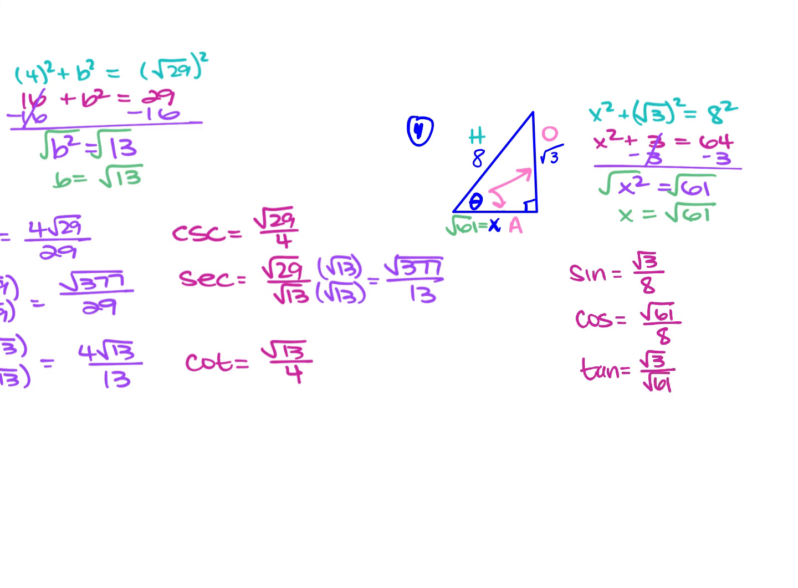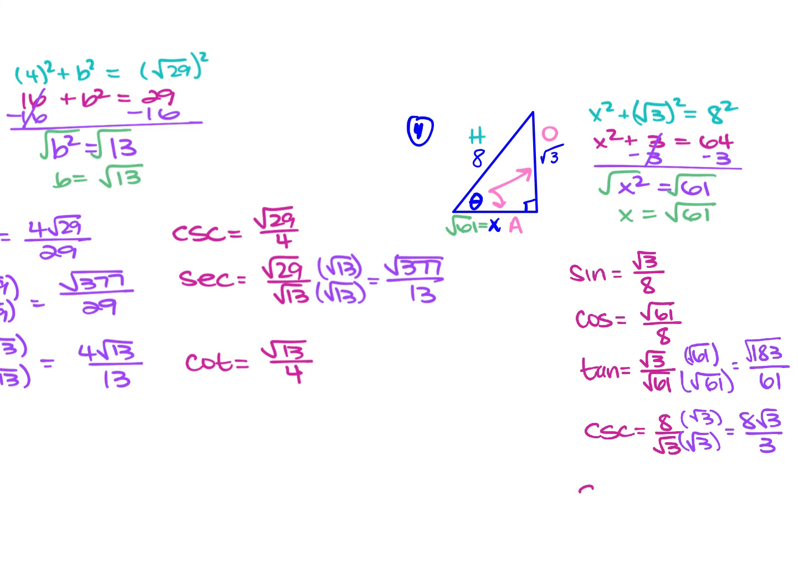Multiply top and bottom by the square root of 61. So 3 times 61 gives us the square root of 183 over 61. If we find the square root of that 183, you cannot simplify it, so it is exactly what you see there. The reciprocal of sine is cosecant, so that's CSC, and that means it's going to be 8 over the square root of 3. So we multiply top and bottom by the square root of 3, and that's 8 square root 3 over 3.